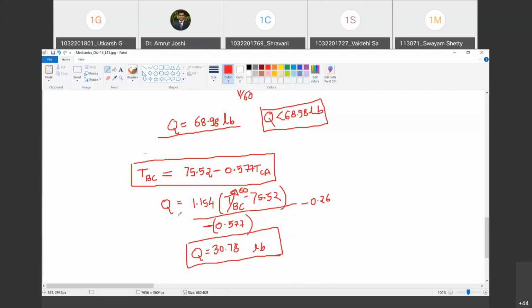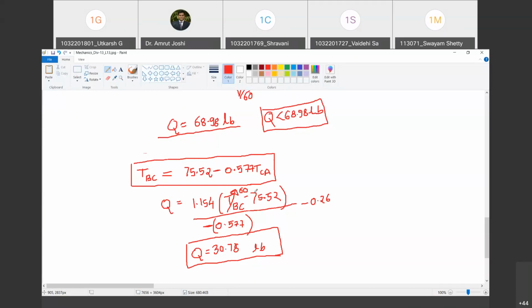Now, if I have to decrease the value of Q beyond this, what should happen? Tell me. TBC should increase. Do you agree with me? Yes. If I increase TBC from 60 to 65, the value of Q is going to get reduced. So if the value of Q is less than this value, we are in trouble because TBC will exceed 60.